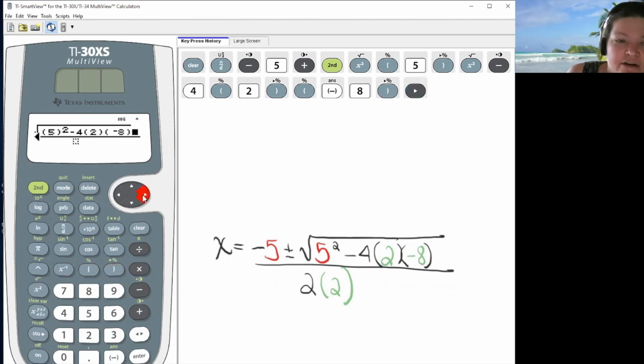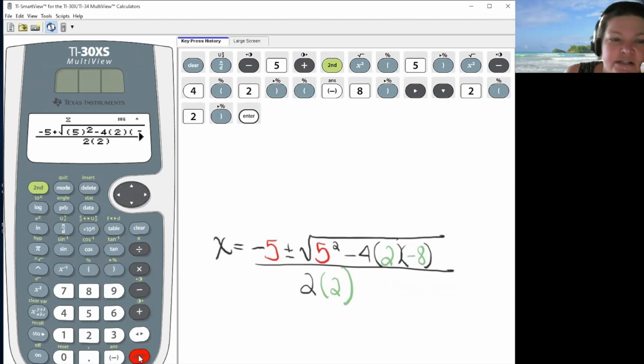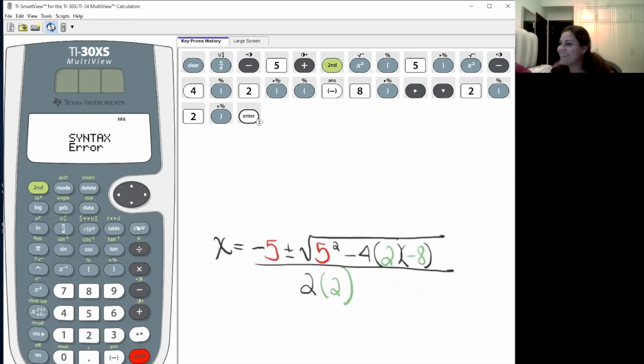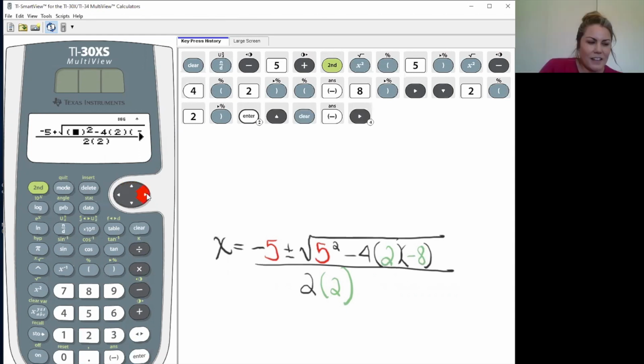And now I'll arrow out of my square root and down to the bottom of my fraction and go 2 times my a. And you guys told me my a was also 2. And press enter. And what? Error. It shouldn't give me an error. I did something wrong. If it's an error, it's probably a negative sign. So I'm going to go check my negatives.